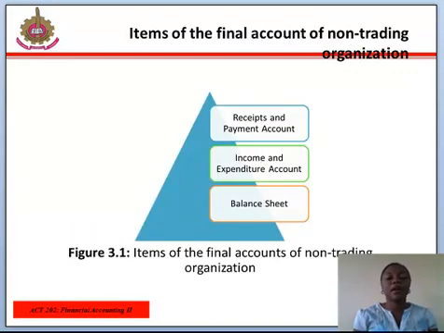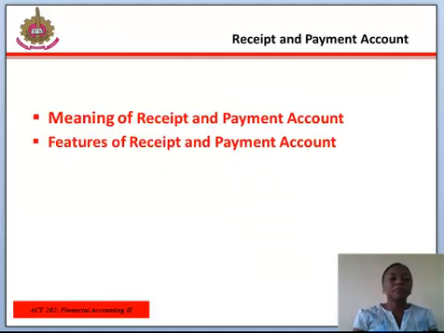Items of the final account of a non-trading organization. The final accounts of a trading organization include a profit and loss account as well as a balance sheet. But in the case of a non-trading organization, the following accounts are involved. 1. The receipts and payments accounts. 2. Income and expenditure accounts. And lastly, the balance sheet. Subsequently, we'll be considering each of these accounts one after the other.